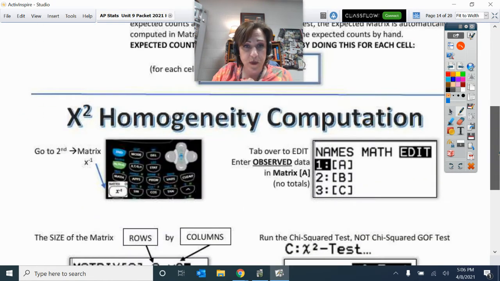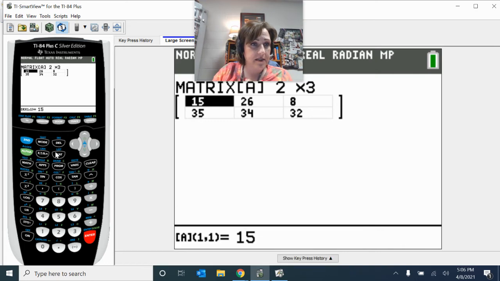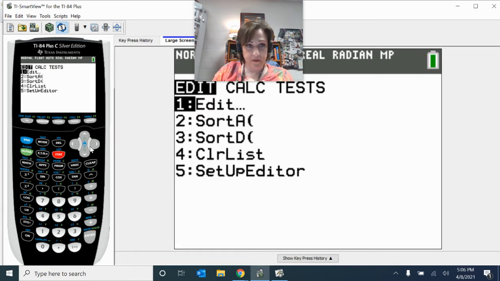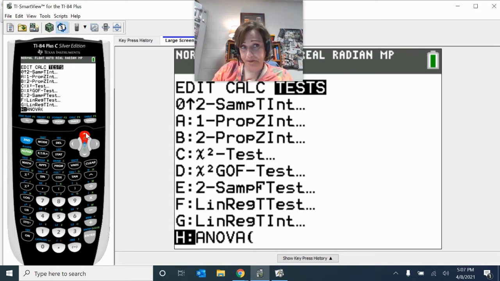So next, after we put that in, we are now going to run the chi-squared test. Make sure you do not run the goodness of fit test, but the chi-squared. So here we go. Stat, tab over to tests. And remember, you get there quicker if you actually go up. So here it is, chi-squared test. So I'm going to hit enter.